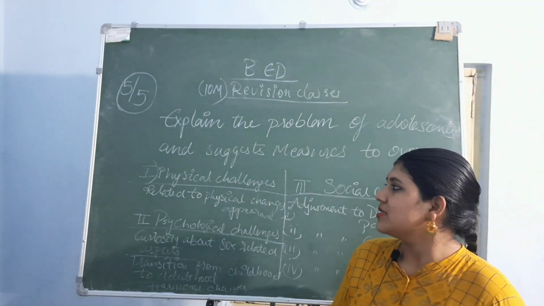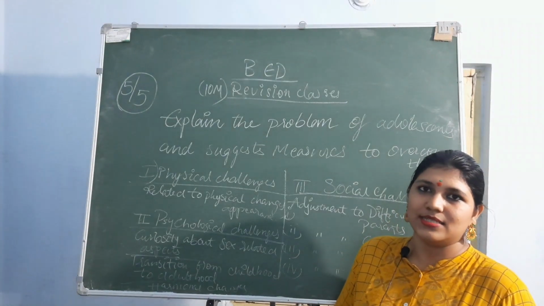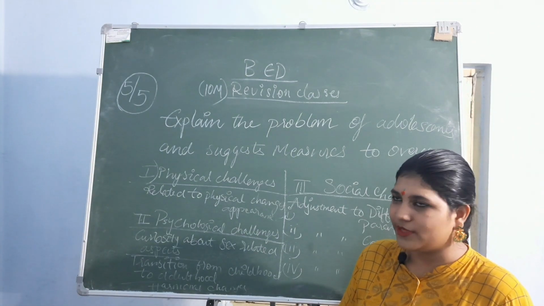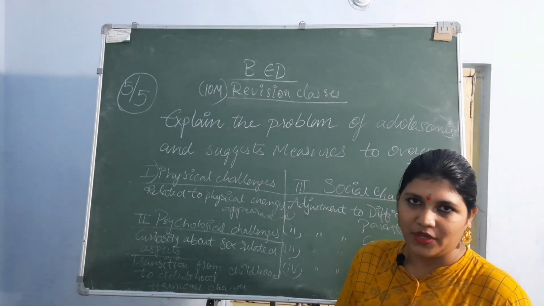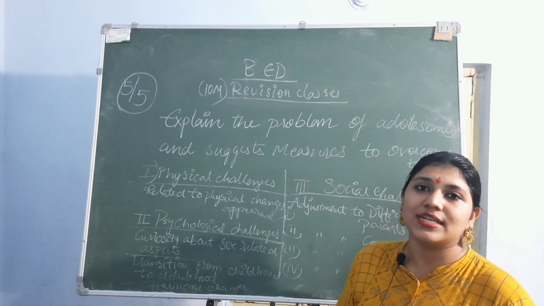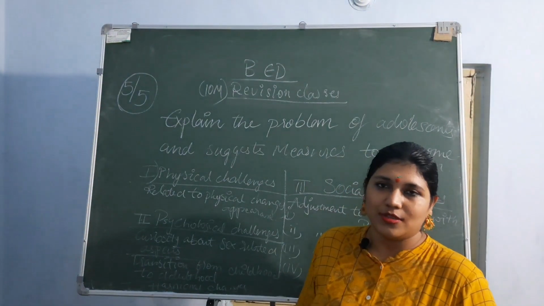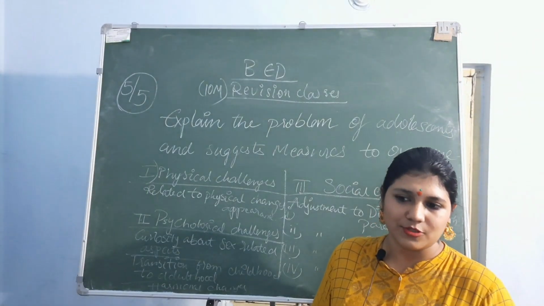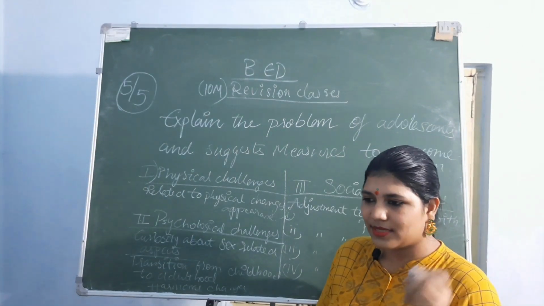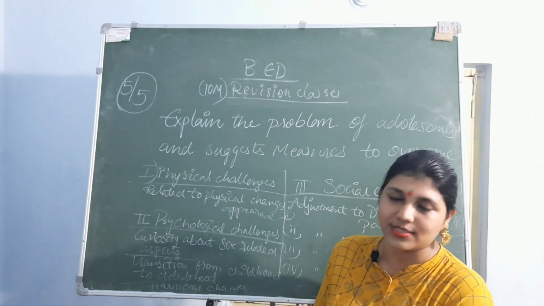It's that simple. So firstly, physical challenges. As we already discussed, what are the physical challenges that occur in the adolescent age? It's obvious: physical changes and physical appearance. People are very worried about their physical appearance and the physical changes in the body. So what are the physical changes? As you already know, adolescence is the transformation from childhood to adulthood. This is a stage where puberty enters, and the menstrual cycle starts in girls and nocturnal emission starts in boys.